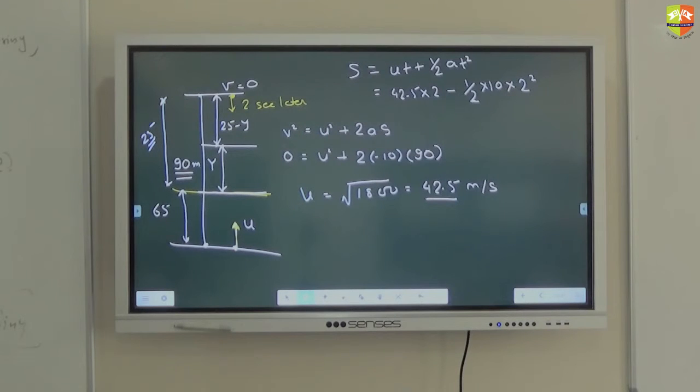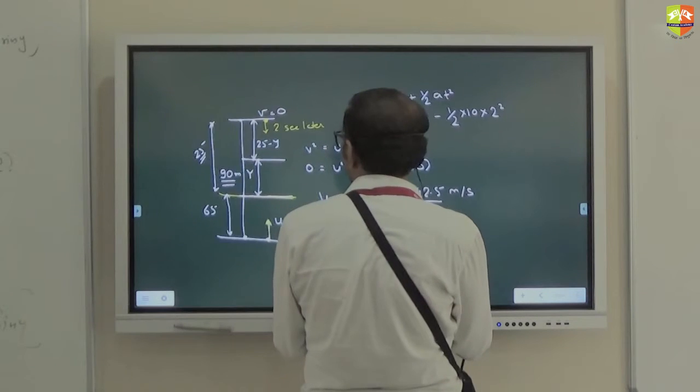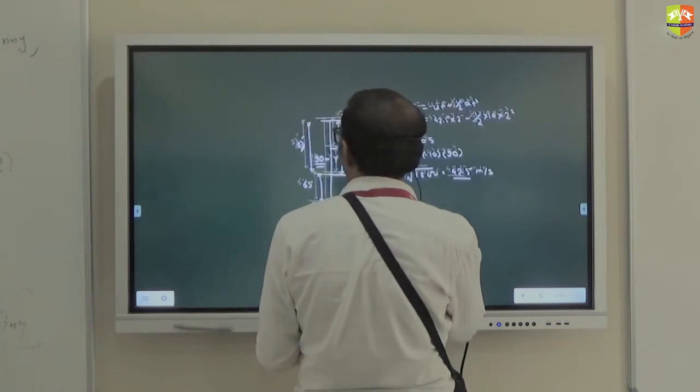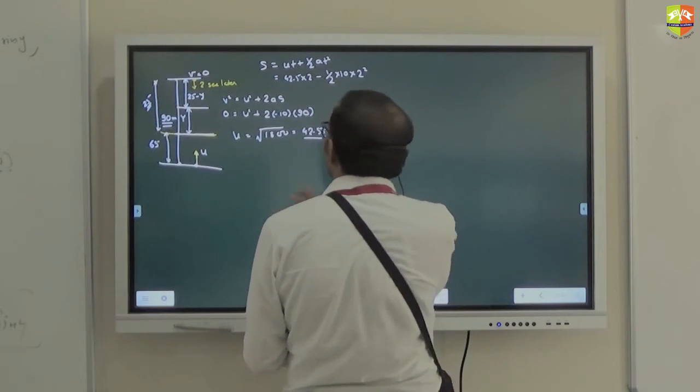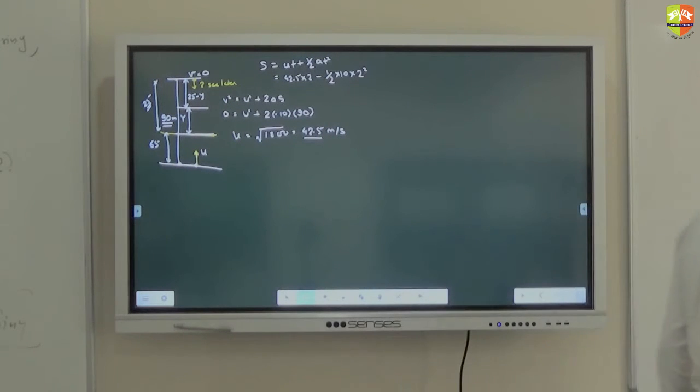Root 5 cannot be more than 2. No. Can you write down the equation and show it to me? I don't care about the final answer. Just write down the equation and show it to me. Let me know once you're done. Forget about the final answer. Write down the equation and show it to me. The stone is dropped, it is covering 25 meters.